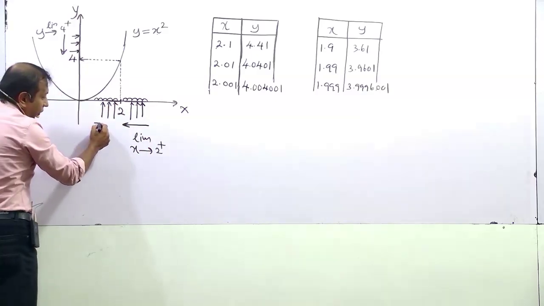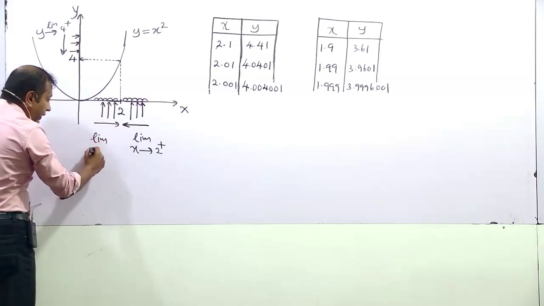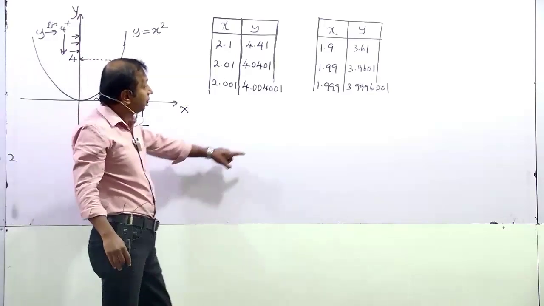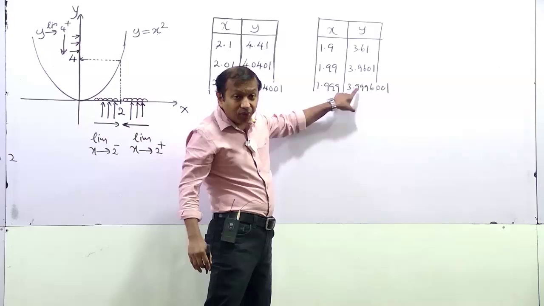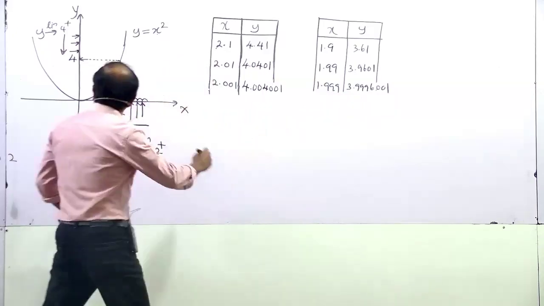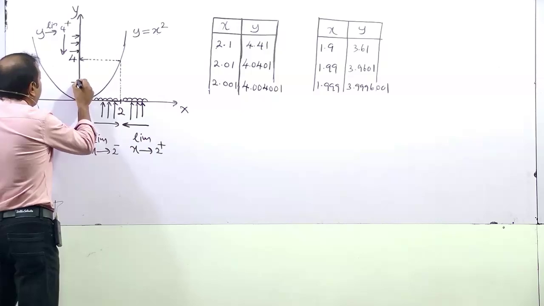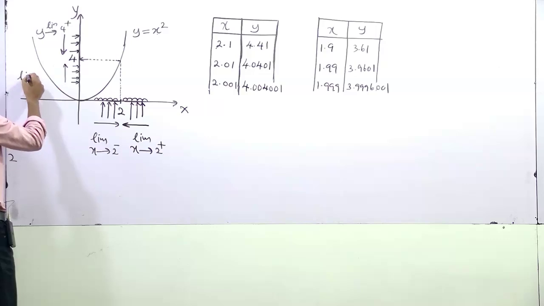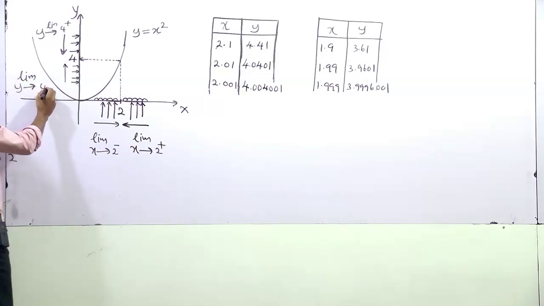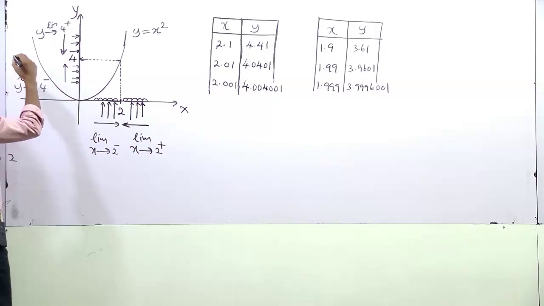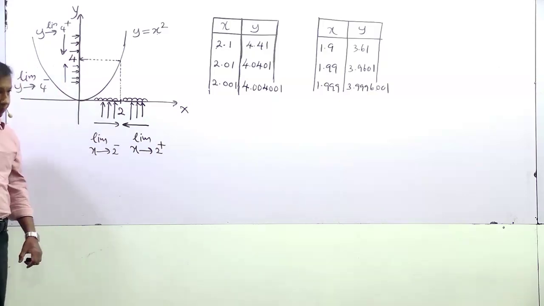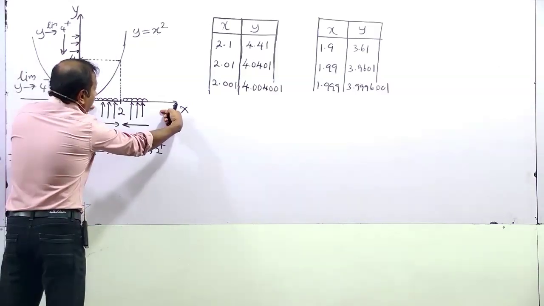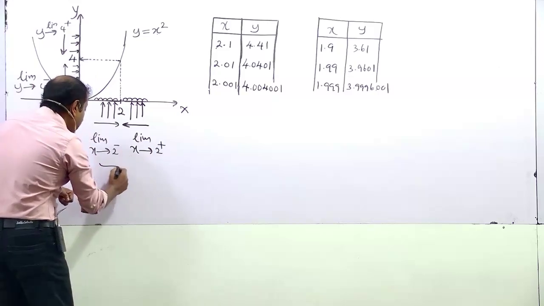Then we know x is going to do what? Limit x approaches 2 from the left of 2. What can you say about y values? Y values are increasing, no? Towards what? Towards 4. See here. This way it goes. Okay. Then how to write this? Limit y approaches 4 through values smaller than 4. That's how we write.